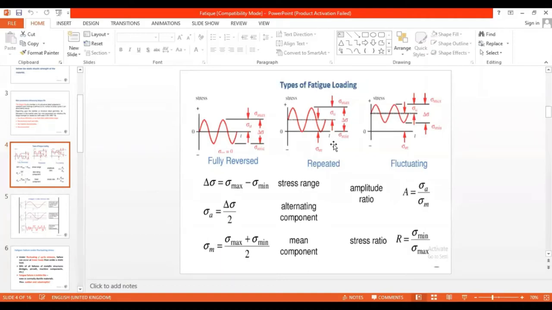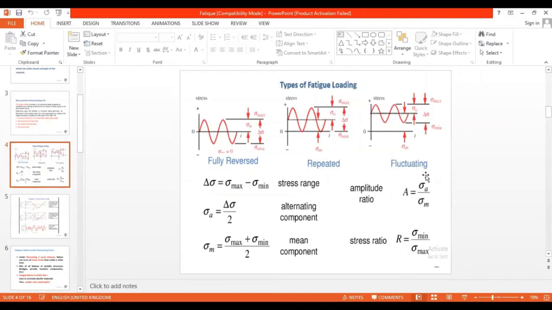Then I have repeated. For repeated, the only thing is this axis, which is at zero, is shifted to the positive side, right? That's all. Every other thing is the same. The cycle is the same. Sigma max and sigma min, the difference is delta sigma, right? But here the average is zero. If you take this as plus x and this as minus x, then that is zero, but here that will have some value, all right?